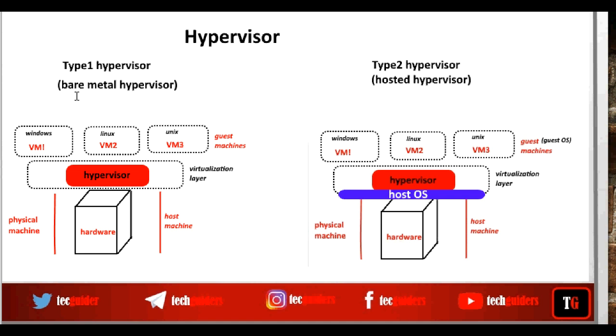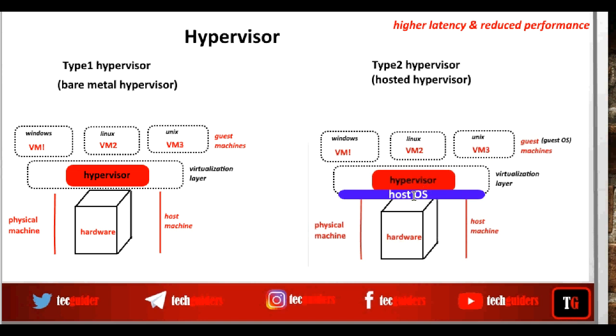Thus, the type 1 hypervisor acts like an operating system on top of the physical machine, and type 2 hypervisor acts like an application on top of the host operating system. Then installing and configuring type 2 hypervisor is easier compared to the type 1 hypervisor. But in type 2 hypervisor, since we have an extra layer between the hypervisor and the physical machine, there is a higher latency and reduced performance compared to type 1 hypervisor.